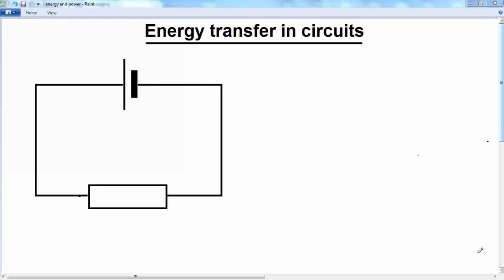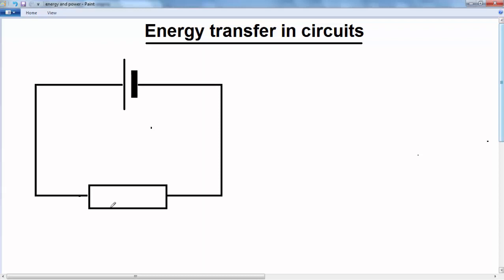In this lesson we're going to look at energy transfer in electric circuits, and we're going to take this simple circuit here as an example. And the question we want to ask ourselves really is how much energy is going to be transferred to this resistor in a certain period of time t.